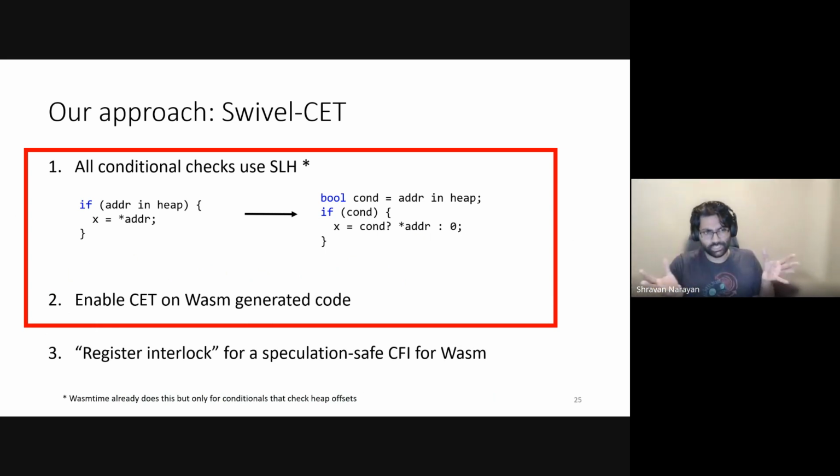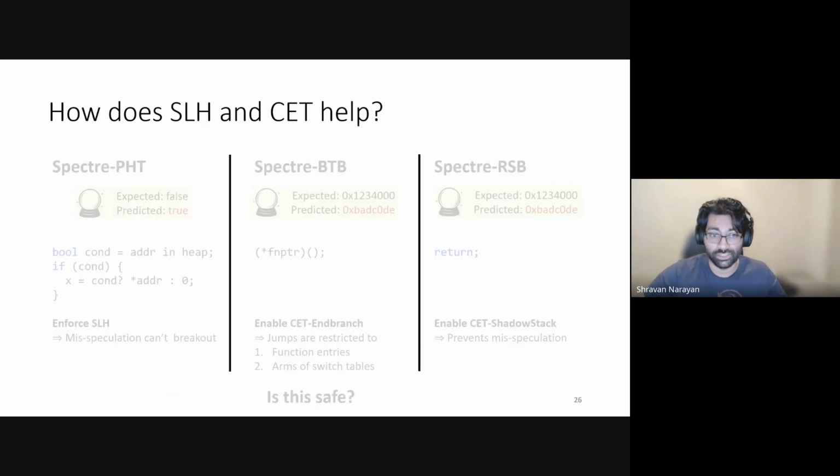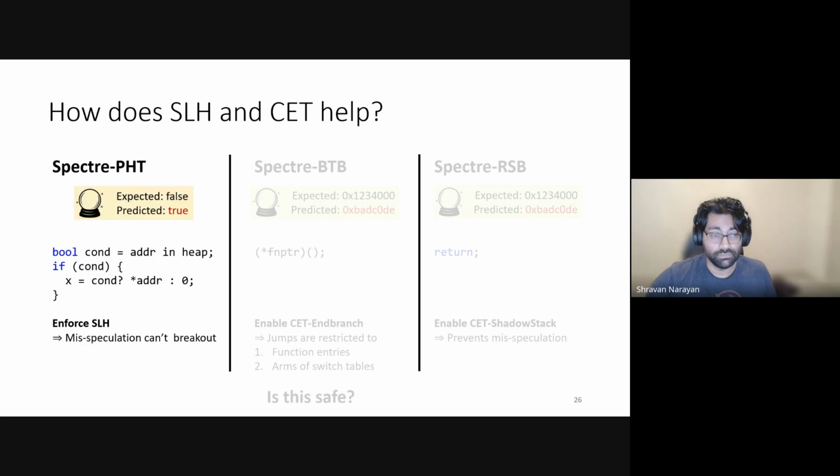I wanted to show you what this does to the security guarantees of the code. So if we take just these first two properties, enable SLH, enable CET, and go back to the 3 versions of Spectre, let's see what happens. For Spectre PHT, we know that we're hardening branches. So basically, misspeculations can't result in memory accesses outside your linear memory. High level, this looks great. So let's say that this is not an issue for now.